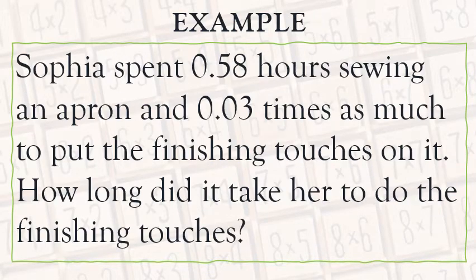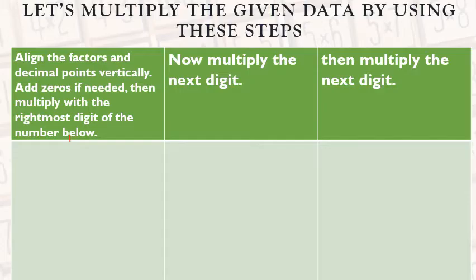Sophia spent 5,800 hours sewing an apron and 300 times as much to put the finishing touches on it. How long did it take her to do the finishing touches? To solve this, let's multiply the given data by using these steps. Step 1. Align the factors and decimal points vertically. Add zeros if needed, then multiply with the rightmost digit of the number below.